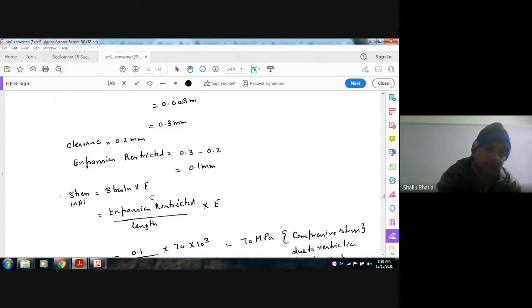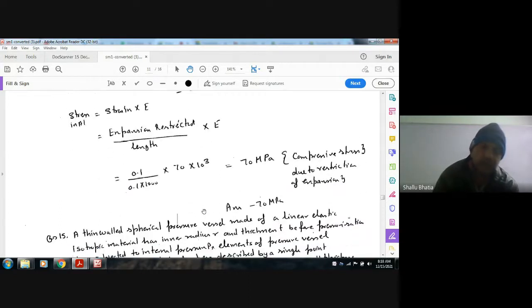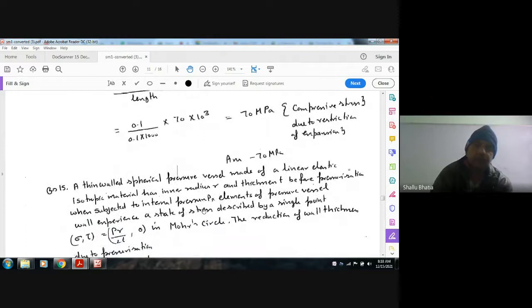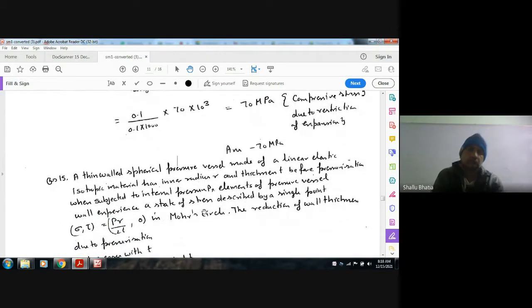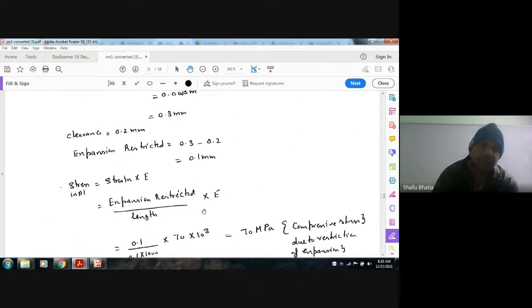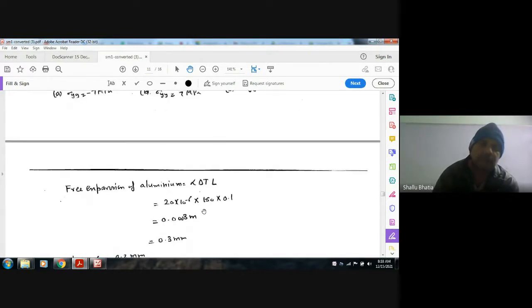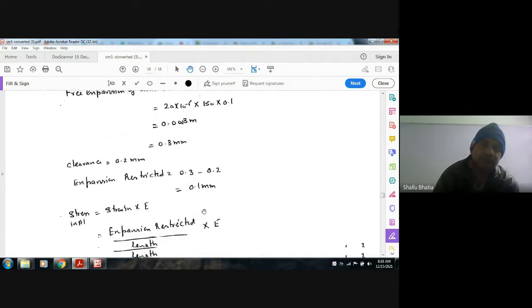So that is expansion restricted divided by length, that is strain, into E. Okay, so the answer is 70 MPa, compressive stress, because the expansion is being restricted. There will be compressive stress. So the answer will be minus 70 MPa. So the answer is option C.